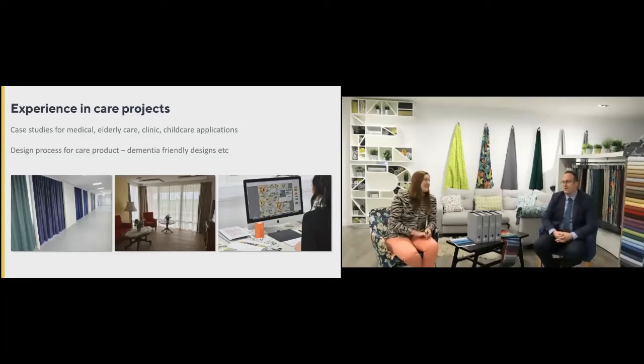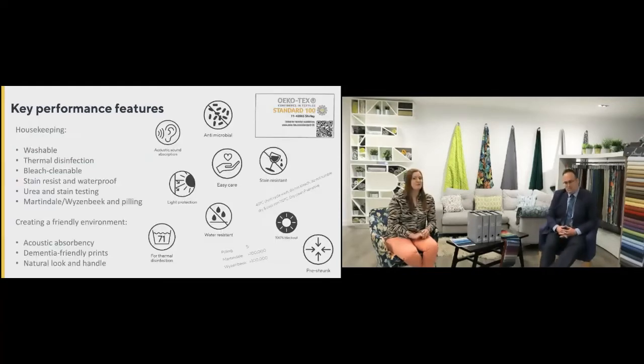So to come back to that technical aspect, because we did say that we would try to educate you, if you don't already know, on some of the additional things to bear in mind when you are specifying or selecting for a care sector project. Most of you will know that these are things you will ask for, but maybe more pertinently, looking at Edmund Bell's product range, how do you know which of those products have those technical performance features? So, whether it's housekeeping, or washability: can you wash that fabric to a temperature that allows for thermal disinfection?